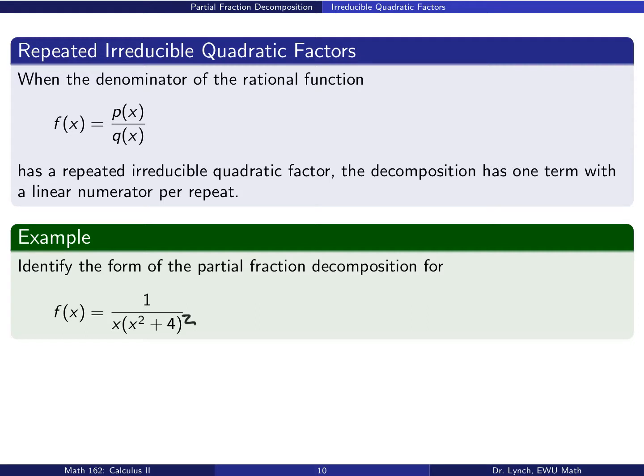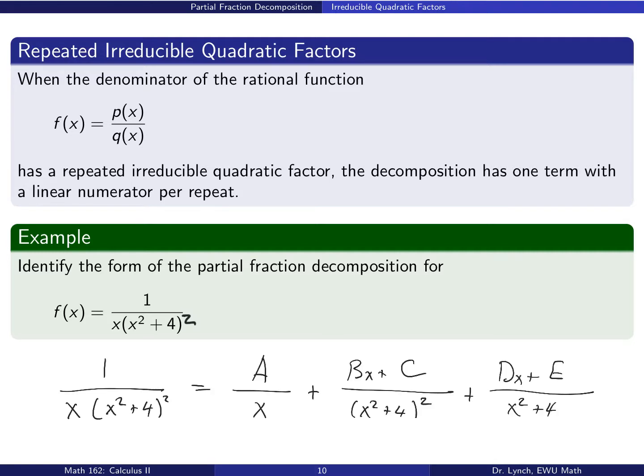Let's identify the form of the partial fraction decomposition for the function f of x equals 1 over the quantity x times the quantity x squared plus 4 all squared. So we can see this term of the form x squared plus 4 all squared is a repeated irreducible quadratic factor. So again, corresponding to our linear simple term in the denominator, there'll be one factor, and then one per repeat for the irreducible quadratic repeated. So this is the form of the partial fraction decomposition.